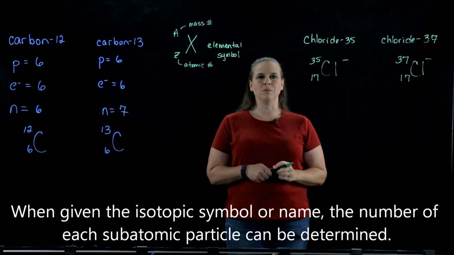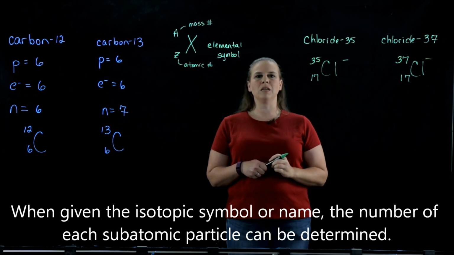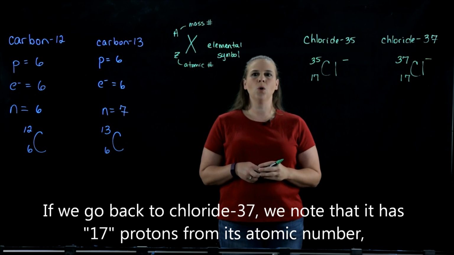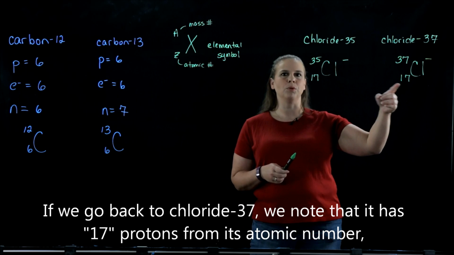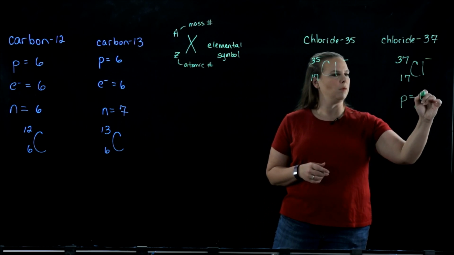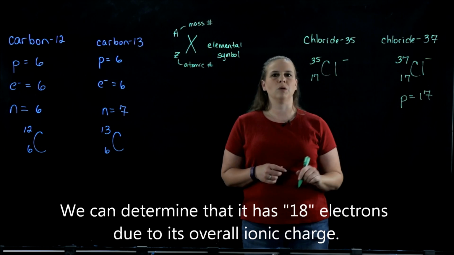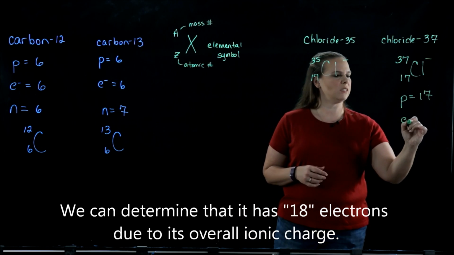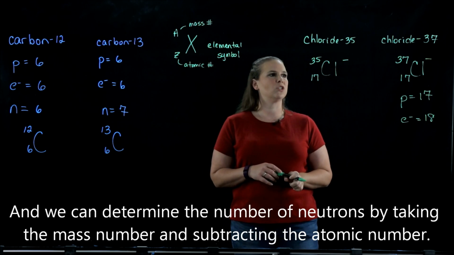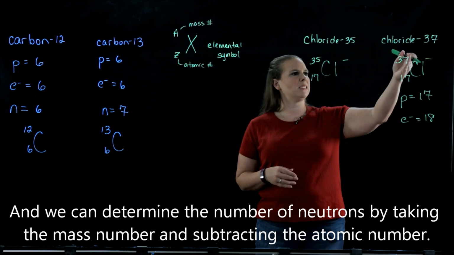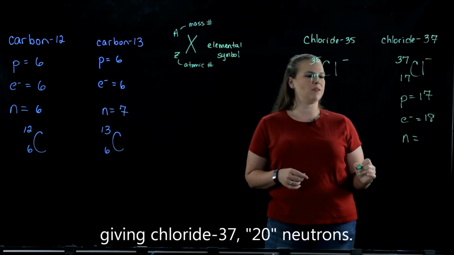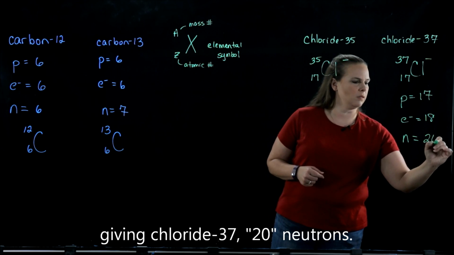When given the isotopic symbol or name, the number of each subatomic particle can be determined. If we go back to chloride-37, we note that it has 17 protons from its atomic number. We can determine it has 18 electrons due to its overall ionic charge. And we can determine the number of neutrons by taking the mass number and subtracting the atomic number, giving chloride-37 20 neutrons.